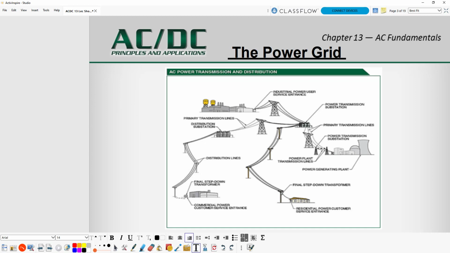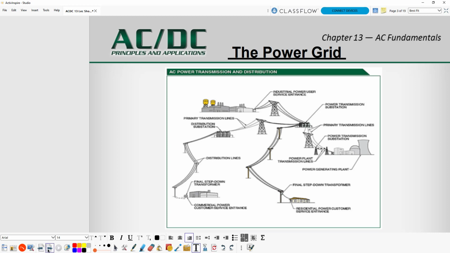The power grid. Alternating current is used throughout the power grid. It's important that you understand that when we're talking about the power that is being generated in the power plant and sent throughout the power grid, as you see pictured here, it is alternating current. Starting at the power plant where it's generated, then it's transmitted and distributed to various industrial, commercial, and residential customers.